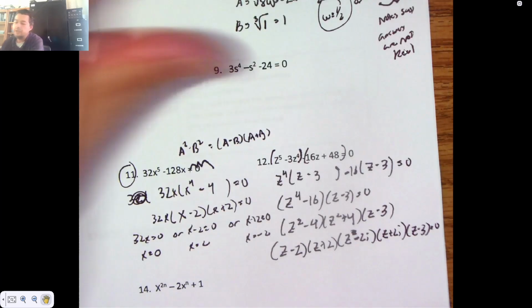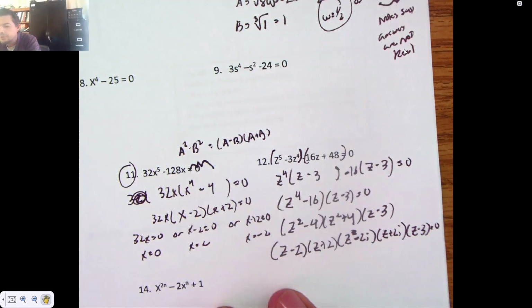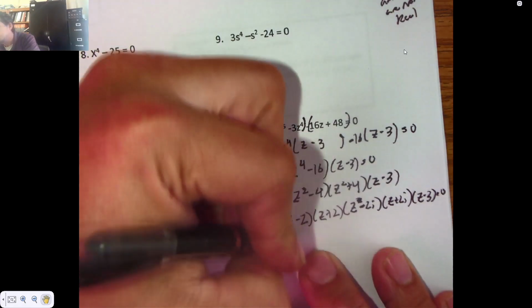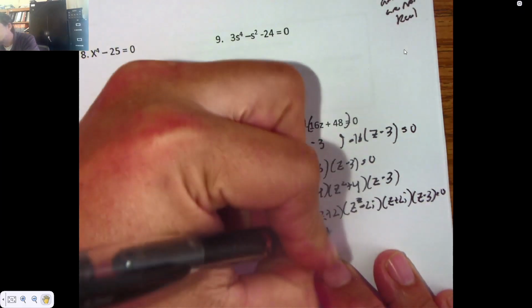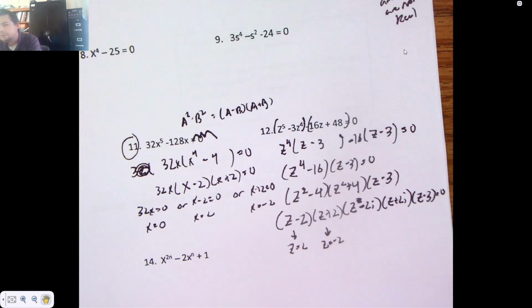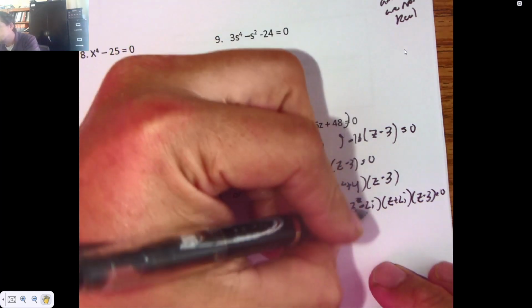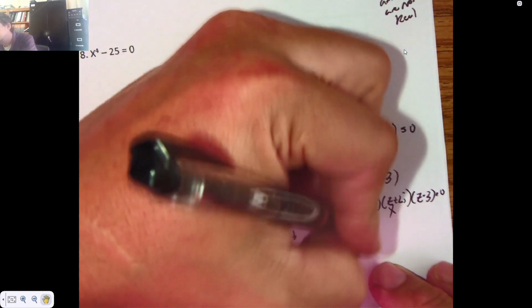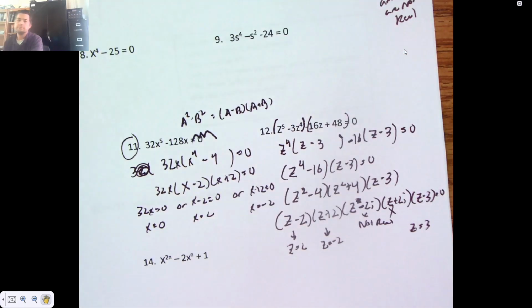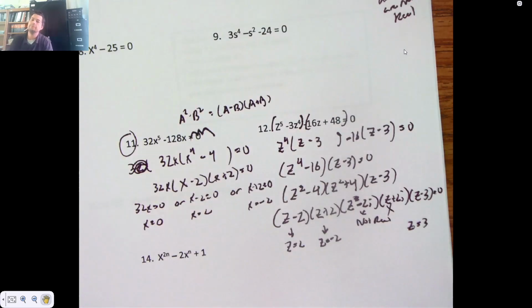It's all equal to 0. I only want the real solutions. Notice I only want reals. It says that right up top. So this guy tells me z is 2. This guy says z is negative 2, because I'm leaving the parentheses. These guys don't matter. They're not real. This guy says z is 3. 3 real answers, 2 fake answers, fifth degree polynomial.